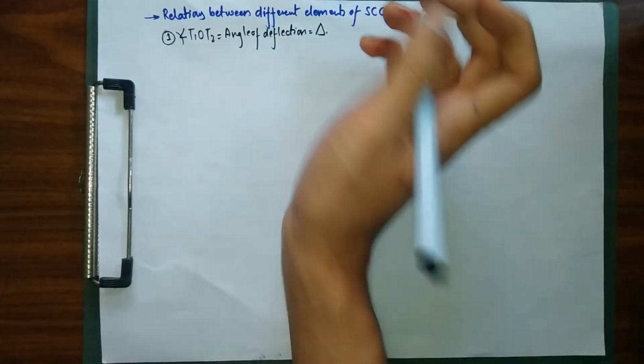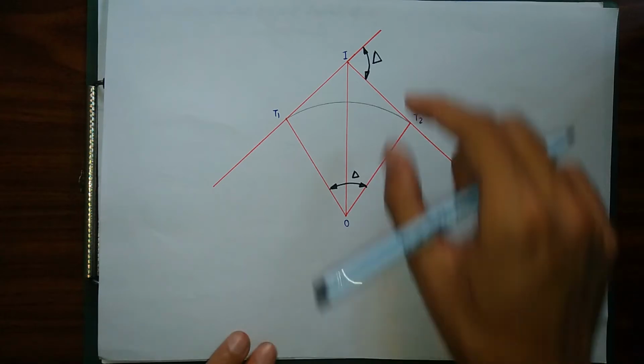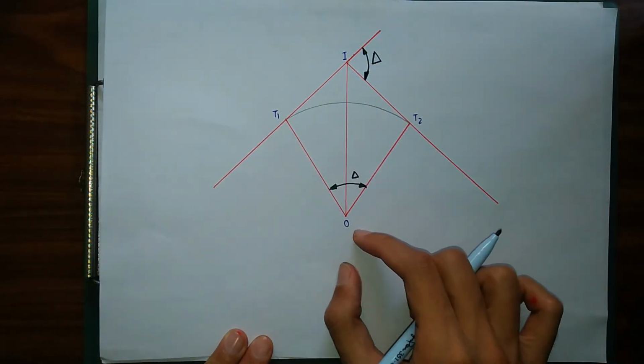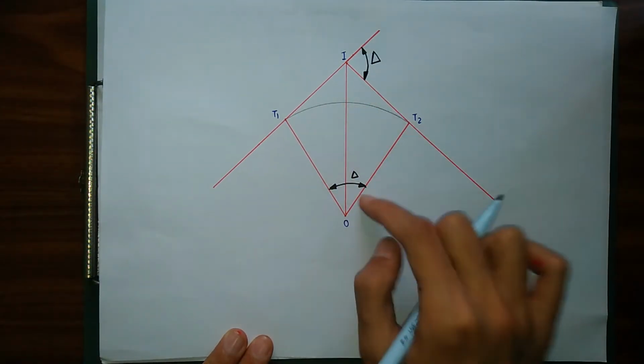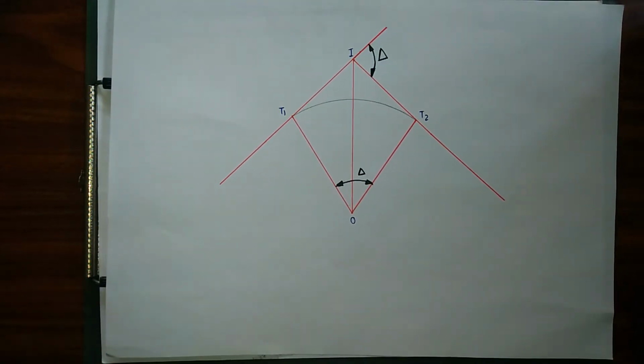So this relation is derived from some basic properties of our circle and its tangent. This angle delta will be simply equal to the angle subtended by our curve at the center. So both of these angles will be equal. Next we'll be talking about our second property, which is the angle subtended.